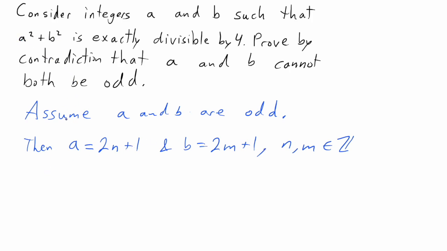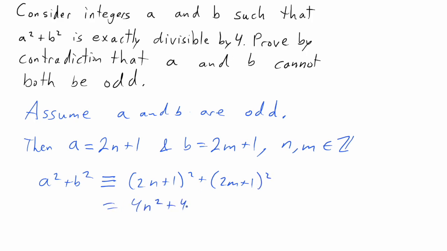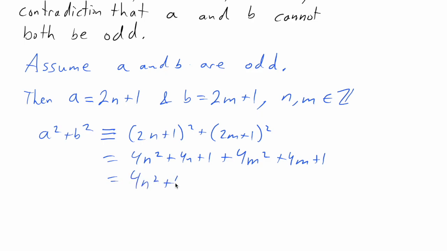So now let's just do a squared plus b squared. A squared plus b squared, and actually the mark scheme uses the equivalent sign, is equivalent to (2n plus 1) squared plus (2m plus 1) squared, which equals 4n squared plus 4n plus 1 plus 4m squared plus 4m plus 1, which equals 4n squared plus 4m squared plus 4n plus 4m plus 2. I'm grouping them together, so often these proofs involve some sort of factorizing.